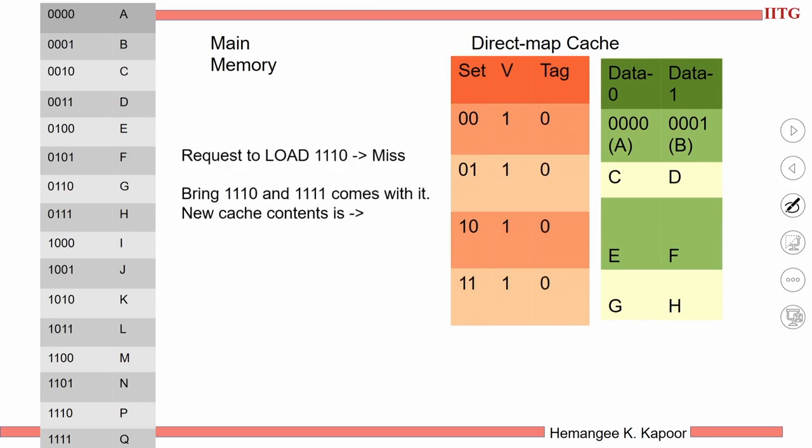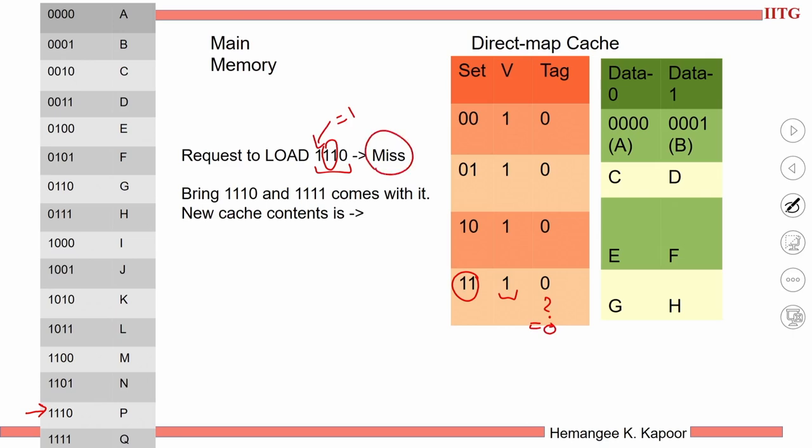Next, I want to load a new address, 1110. It's here at the bottom. In 1110, this is the index, the middle 2 bits, 11. So we'll first check whether this is there. So we'll go to the set 0. Okay, set is this. Is the data valid? Yes, it is valid. Now let us check the tag. Is the tag matching? Here the tag is equal to 1 and here the tag is equal to 0. So they do not match. Hence, this is a cache miss.